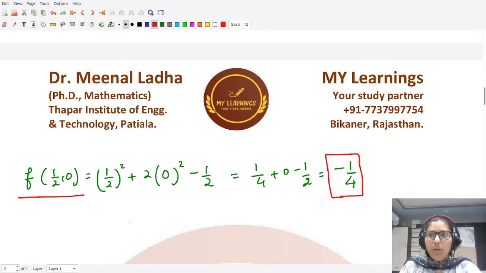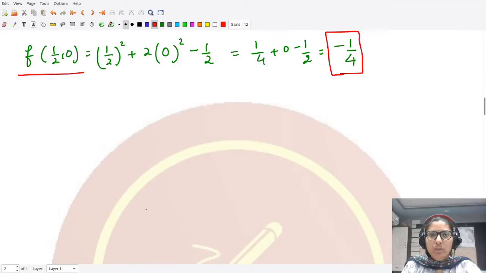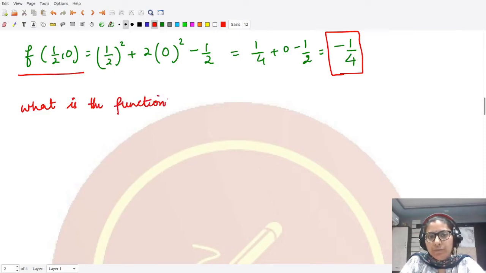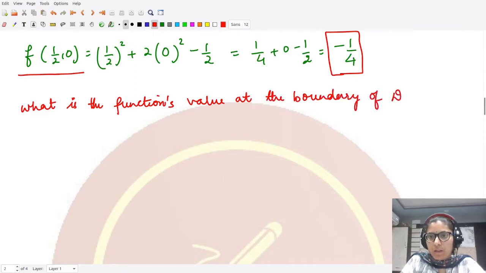Now we need to determine what values we have at the boundaries. In order to find maxima and minima, we are required to see the function's value at the boundary as well as inside of the region. So what is the function's value at the boundary of the regions D and E? This is the next question that we have to see.